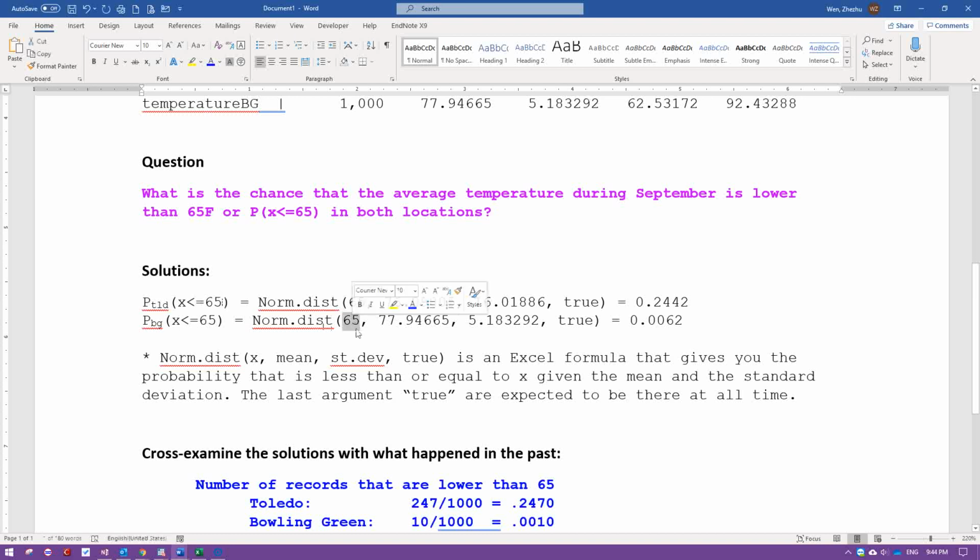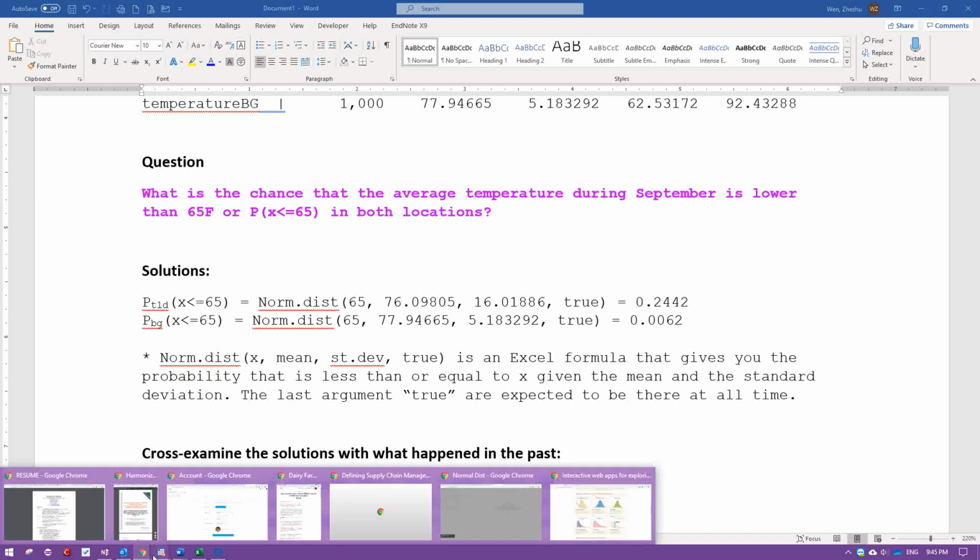So this one is the threshold in question, which is 65, and this is your average. This is your standard deviation. The true is constant. It has to be there as a true always. Okay, so you do the same. You repeat. You can get probability that is much smaller than the Toledo probability.